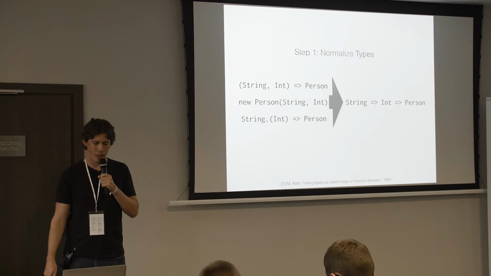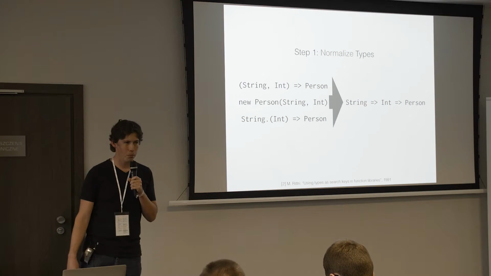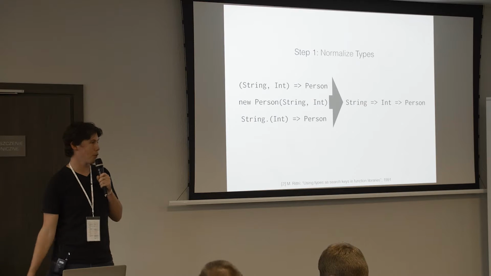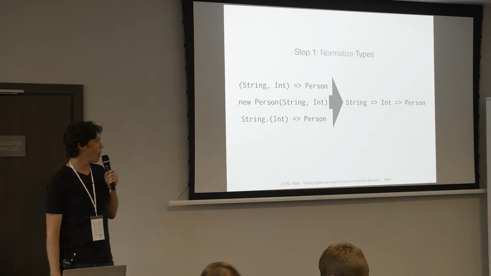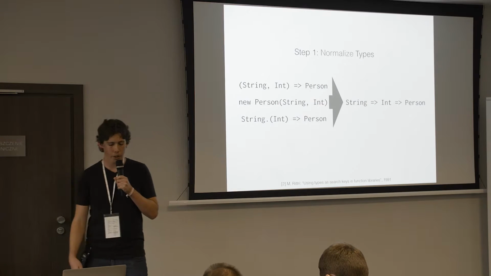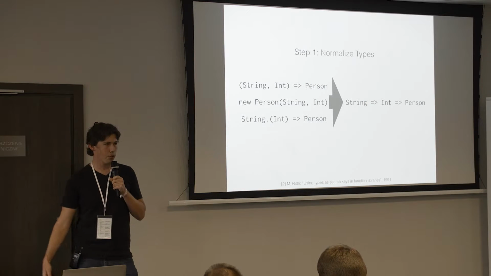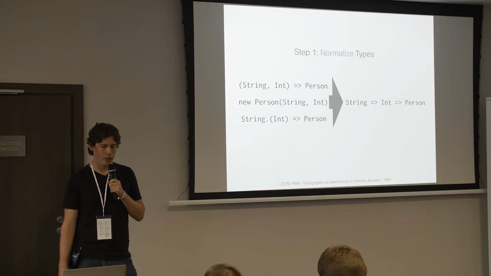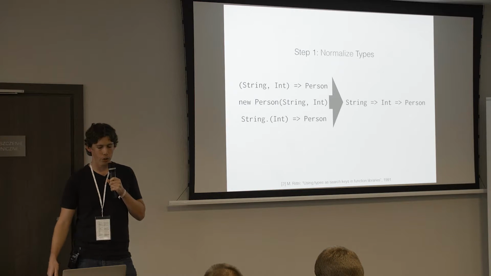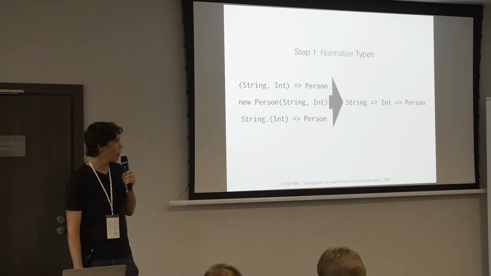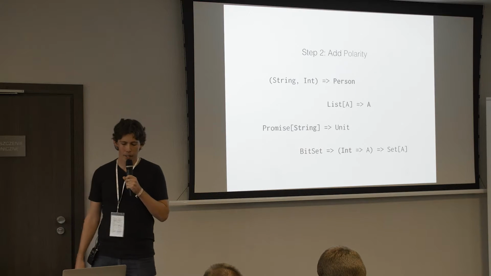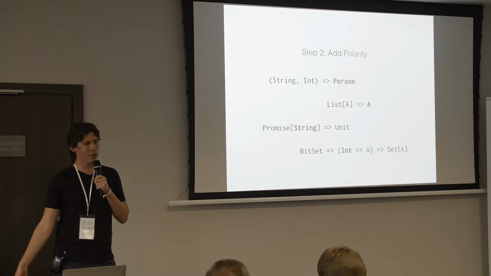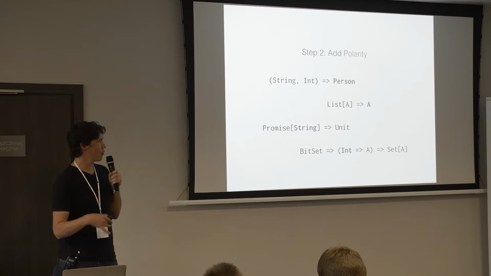First, I normalize the types to get rid of the parts we don't care about. This is mainly arguments, so everything gets curried, constructors are just functions, and method invocations are also just functions. Then I add the polarity of each part of the type.